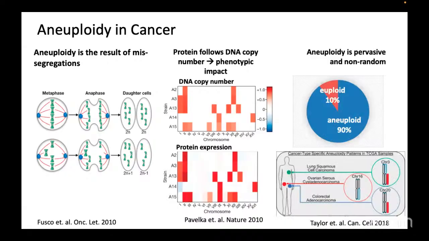And aneuploidy is really common in cancer. It's estimated that as many as 90% of tumors are aneuploid. And the fact that we see cancer-specific patterns of aneuploidy really suggests that cancer cells are using this ability to change their copy number and therefore their phenotype as a substrate for selection or evolution.